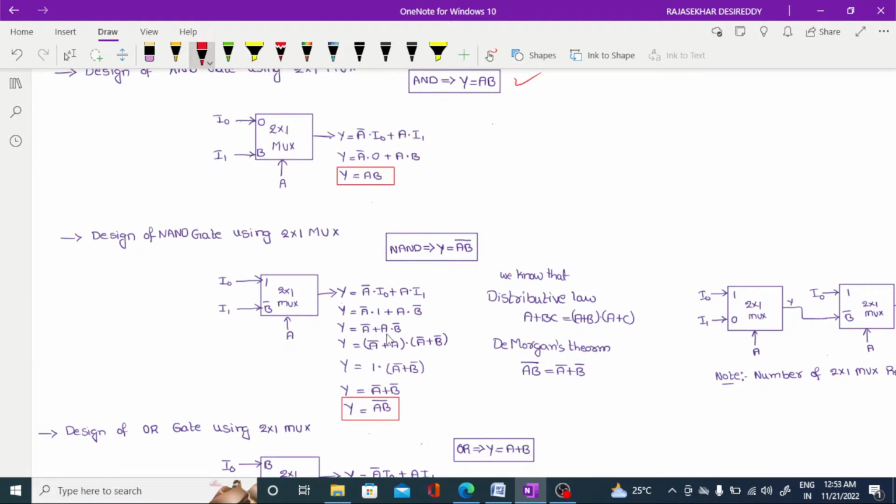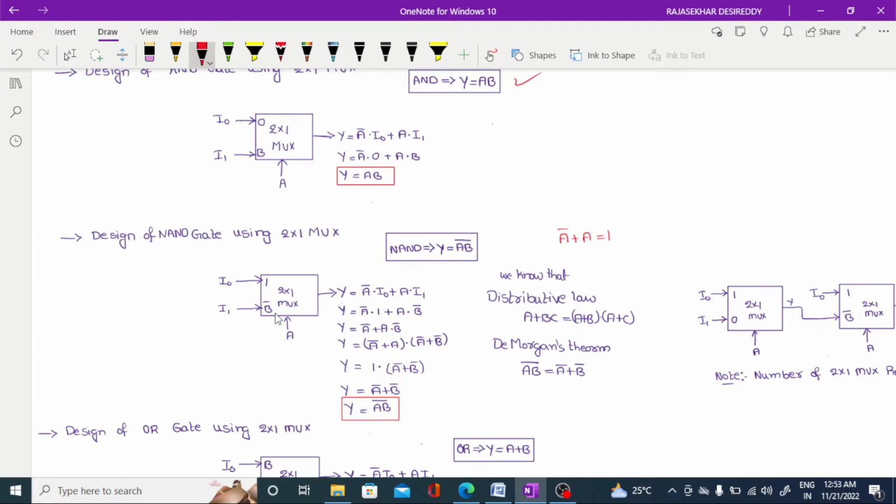Now like that, a bar plus a into a bar plus b. Anyway, a bar plus a is 1 only, we know this property also, that a bar plus a equals 1. So that is 1 into a bar plus b bar, so this will become a bar plus b bar. From De Morgan theorem, a bar plus b bar is nothing but ab whole bar, that's it. Hence based on these inputs we can also design a NAND gate.